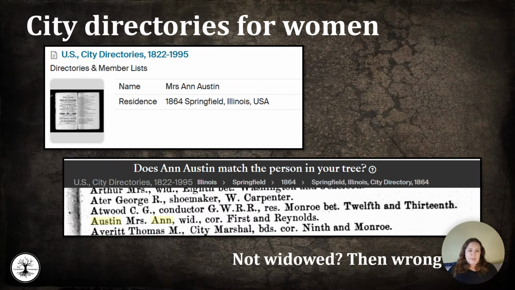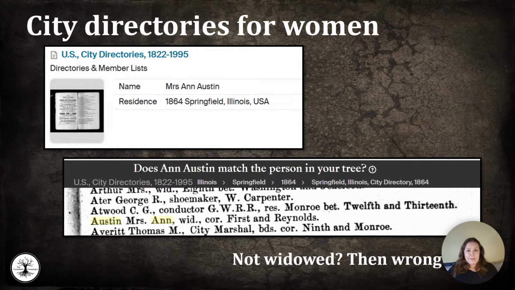City directories are one of the most highly underutilized genealogy record sets. I would say that I have cracked like, I don't know, 200 client cases just based on city directories alone. But always open up those hints to make sure that they are correct.